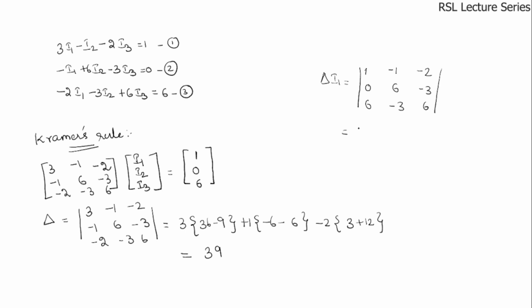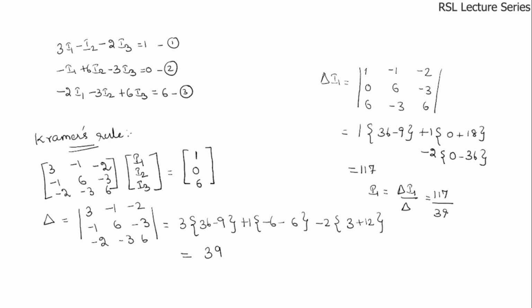Now we can write this as 1 into (36 minus 9) plus 1 into (0 plus 18) minus 2 into (0 minus 36). On simplification, delta I1 will be equal to 117. Now I1 is equal to delta I1 divided by delta. So 117 divided by 39 will be equal to 3 ampere.